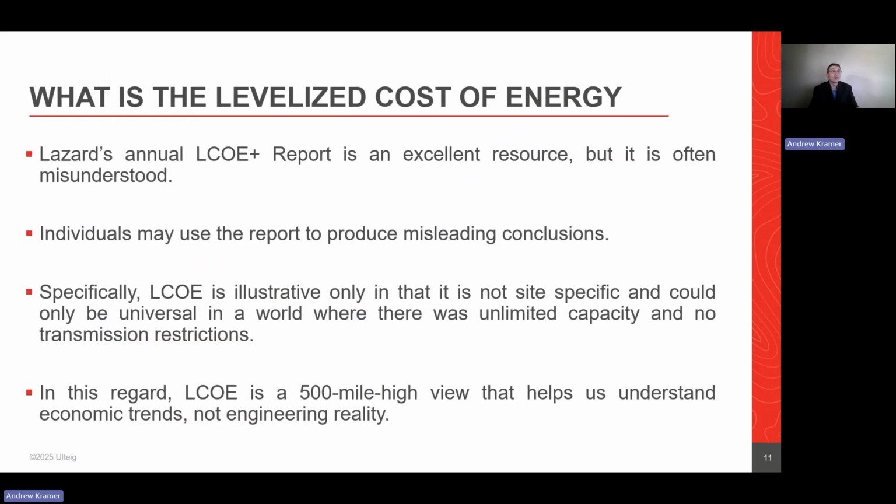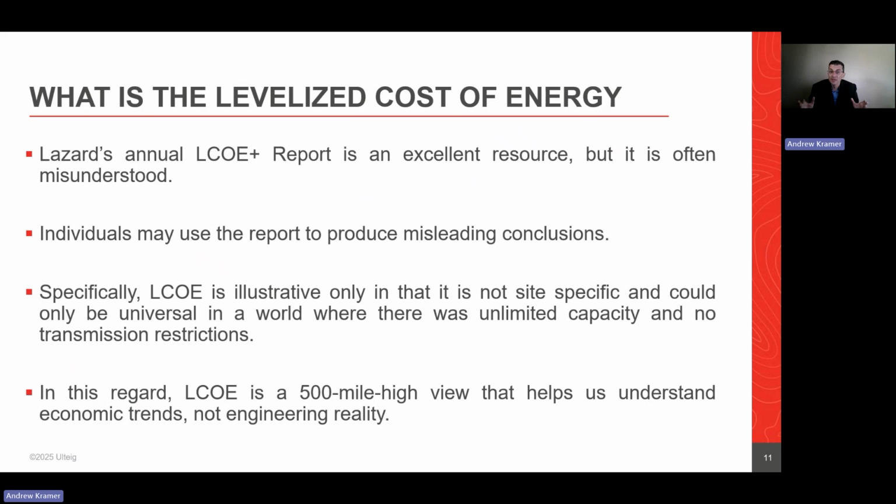Lazard's annual LCOE Plus report is an excellent resource, but is often misunderstood. Individuals may use the report to produce misleading conclusions. Remember, it basically produces an average dollar per megawatt hour across the whole system in a world, and this is pretty important, where we assume we have no transmission limitations and that there is unlimited capacity. That's the ability to match generation to load for every hour.